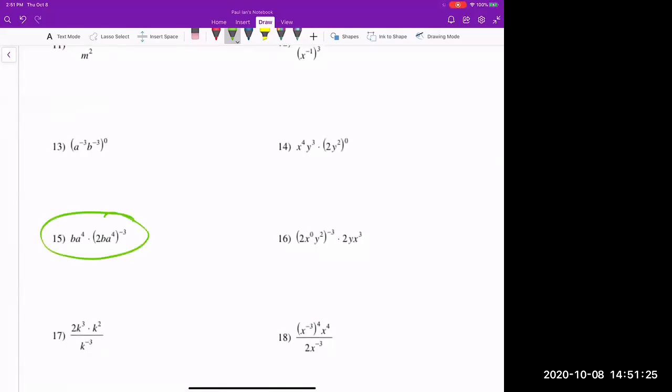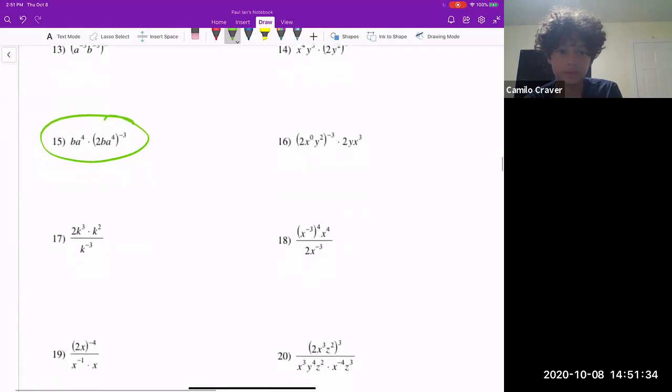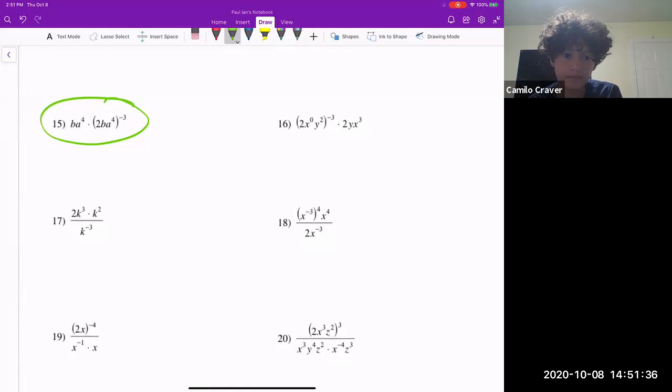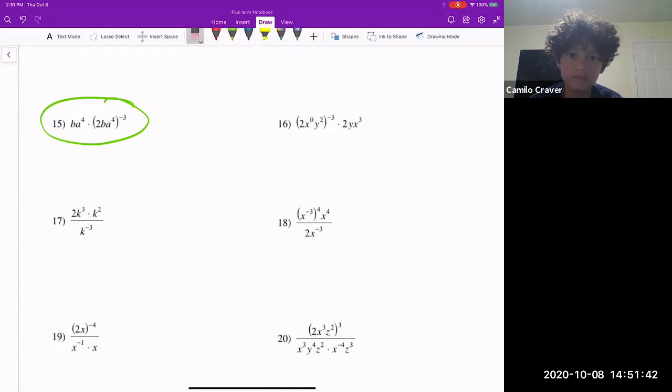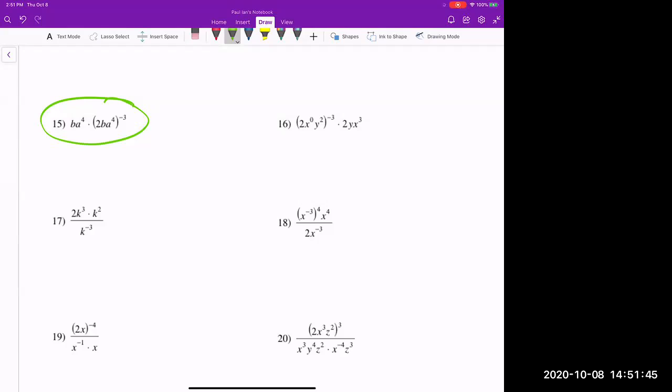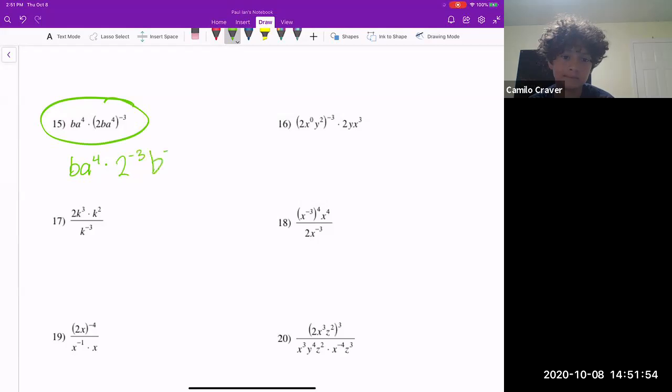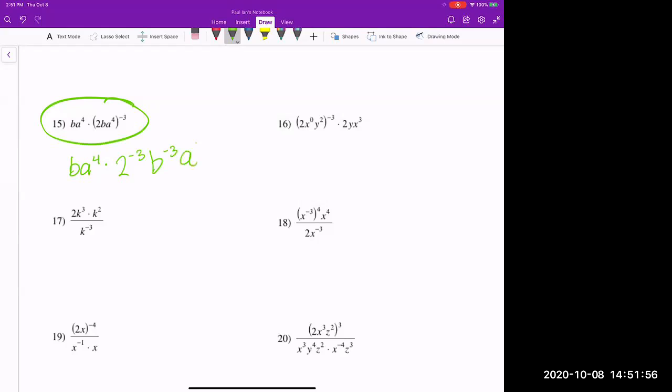Okay, let's try doing this one right here, 15. What do you do first? Multiply the 3 and the 4. Multiply the 3 and the exponent? Yeah. Okay. Do I distribute them? Yeah. Okay, so b(a) to the 4 times 2 to the negative 3, right? Yeah. b to the negative 3, a to the 4. What do I do with the 4 and the negative 3? Do I times them? Yeah, multiply them.